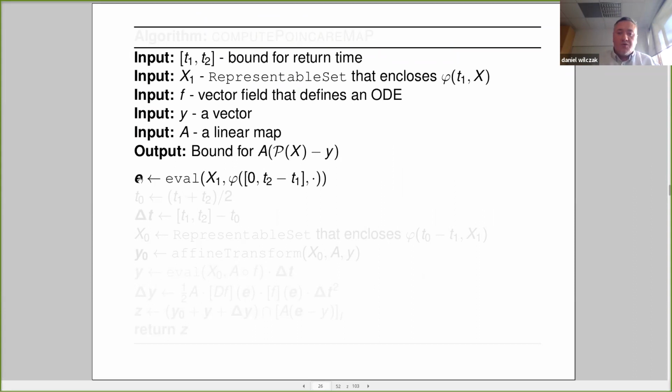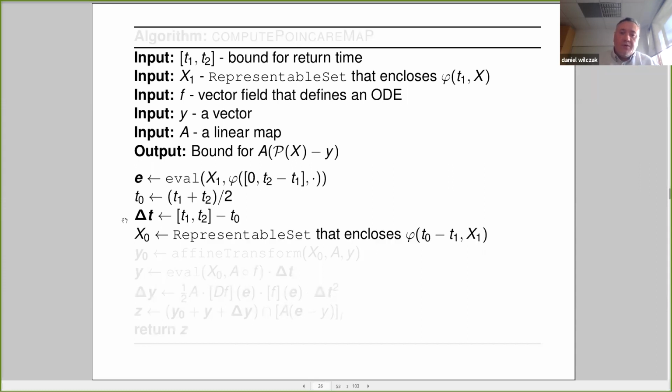First, we compute very rough enclosures, just an enclosed set of trajectories for all intermediate times starting from x1. This is the very rough bound for the result. Then we want to improve it. As before, we compute the midpoint of the return time interval. Delta t is the displacement from t0. As before, we move our set x1 a little bit to the center. We call it x0. And this is the very important step. Here, we compute an affine transformation of our set x0, taking into account the representation of the set. This is the absolutely crucial step in our algorithm.